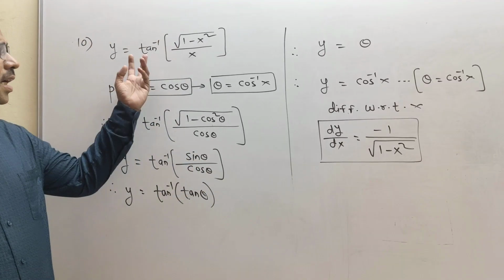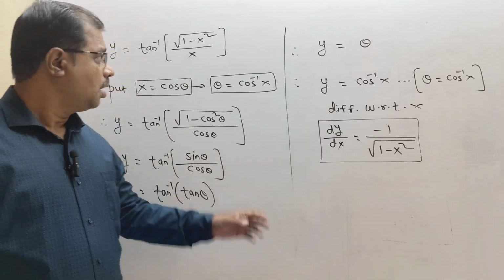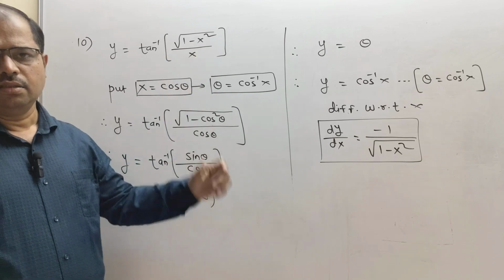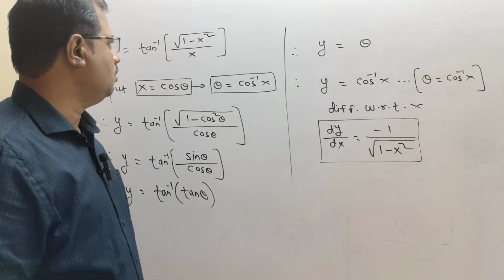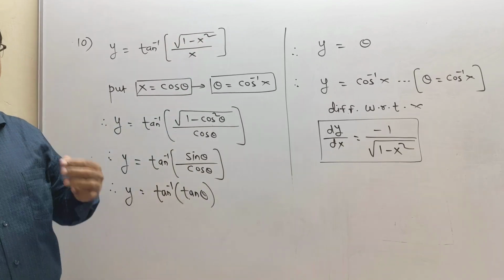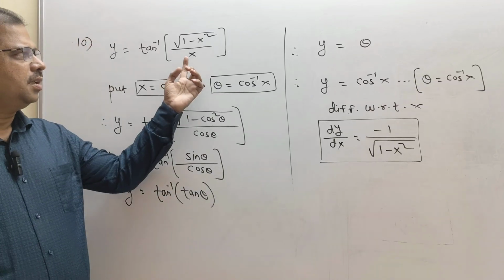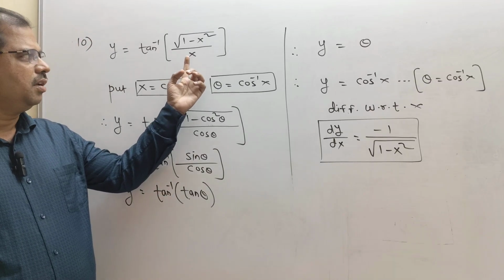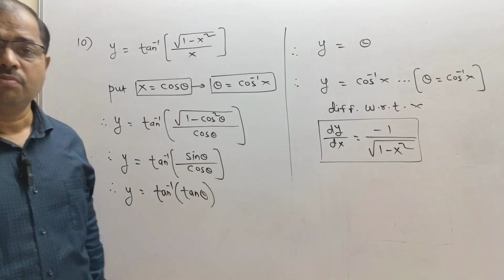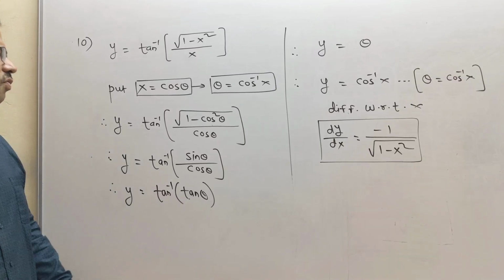Now, y is equal to tan inverse of root 1 minus x square upon x. Outer function is tan inverse. We have to create tan inside the bracket. Therefore, for such type of term root 1 minus x square, we put x is equal to sine theta or cos theta. Here the denominator is x. Therefore, if we put cos theta, then the denominator is cos theta and the numerator becomes sine theta. Therefore, we put x is equal to cos theta, theta is equal to cos inverse of x.